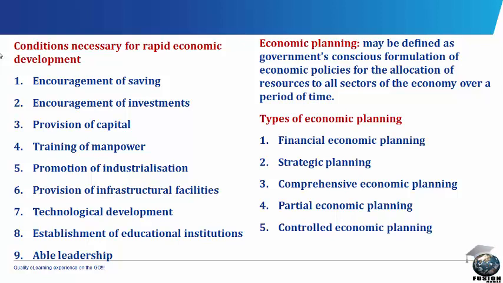Controlled economic planning. This is also known as authoritarian planning, common with socialist economic system in which government formulates and executes plans for the economy. Partial economic planning. This is a type of planning targeted at specific segments of the national economy. Example, plans to boost agricultural production.